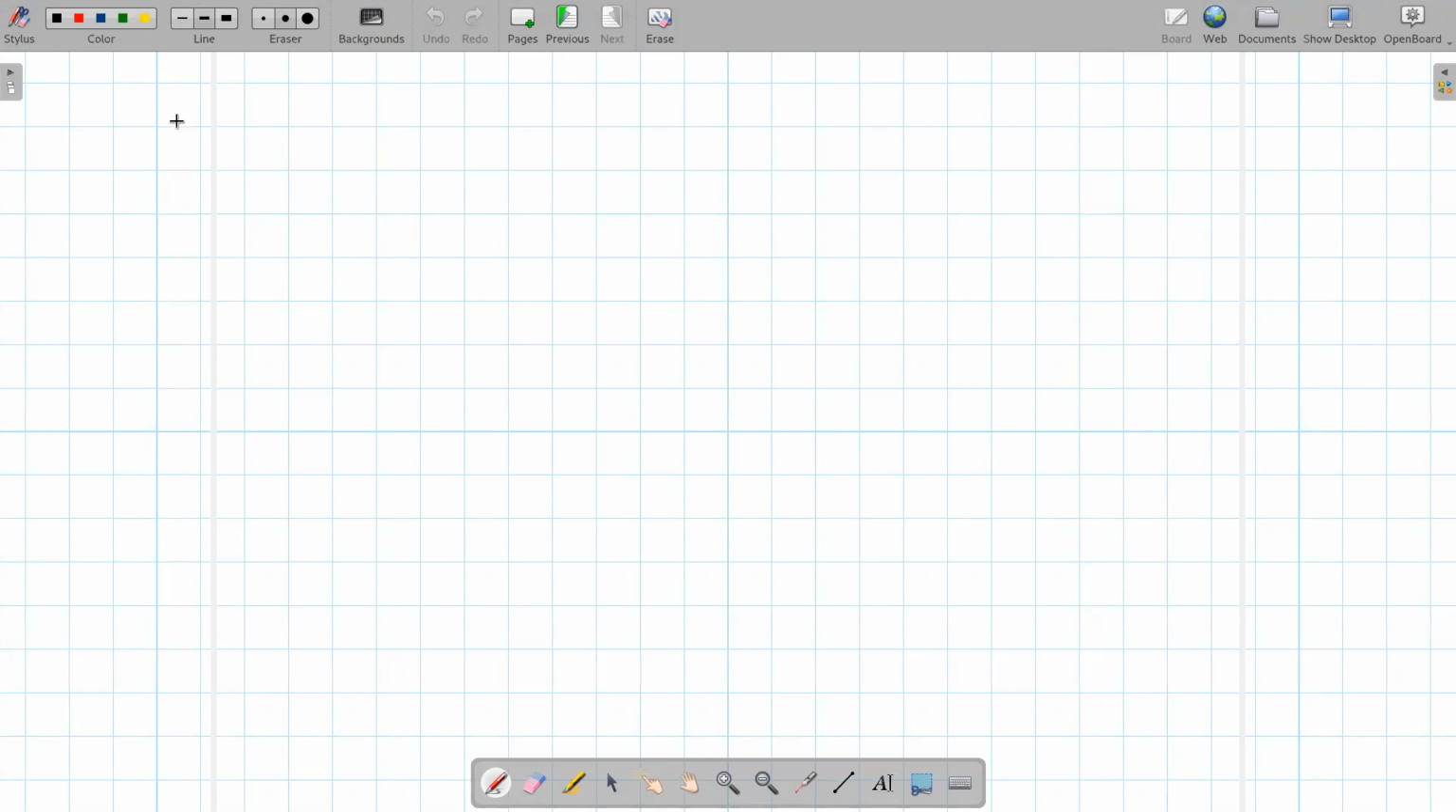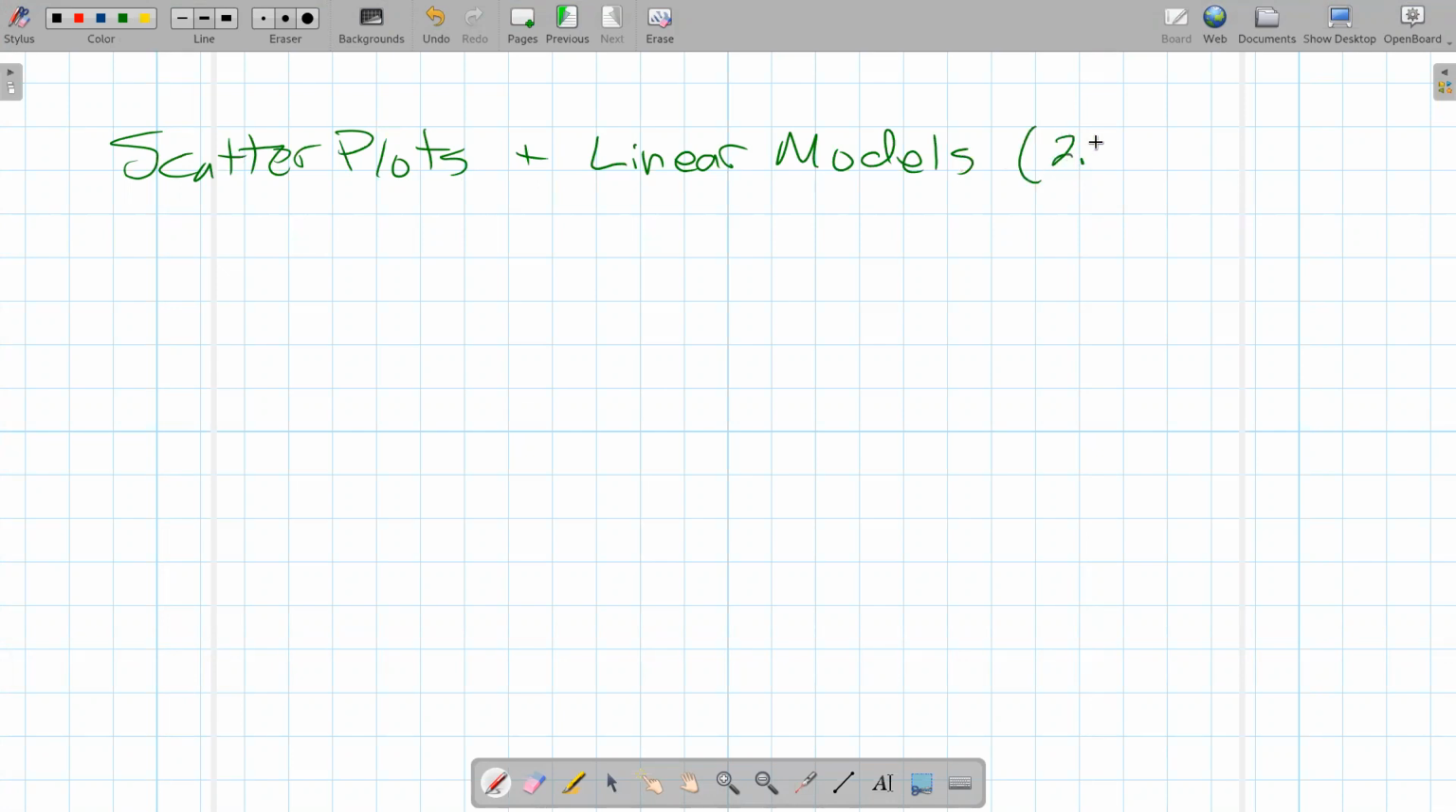And this week we are playing with scatter plots and linear models. And that is sections 2.5 and 2.6. We're going to scratch the surface on both of those today, and then we're going to do more with visual displays of data in the next class. And that one is section 2.7. I think I have the numbers right there.